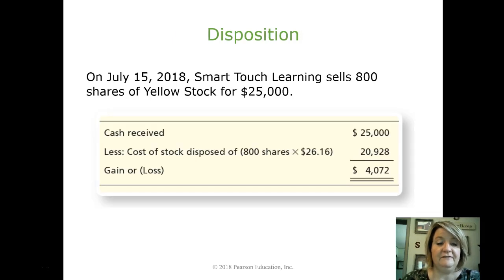Disposition. On July 15th, 2018, SmartTouch sells 800 shares of Yellow stock for $25,000. So you received $25,000 less the cost of stock disposed of, 800 shares times $26.16. You sold 800 shares. That's $20,928. It was a gain of $4,072. You realized $4,072 profit.